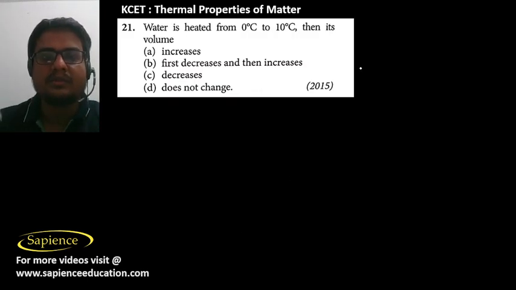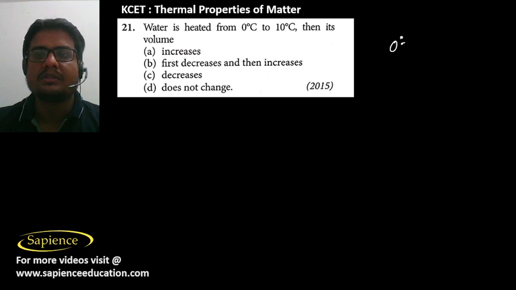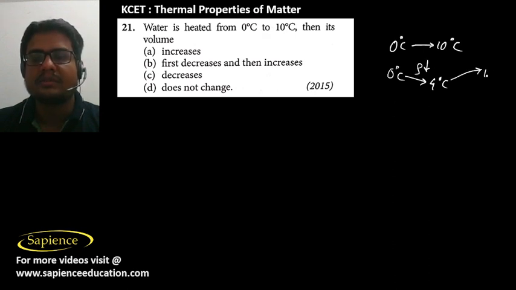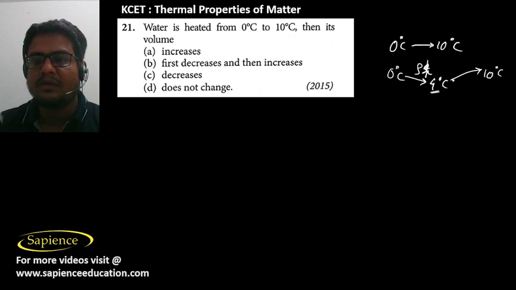Then in question number 21, water is heated from 0 degrees Celsius to 10 degrees Celsius. Then its volume. From 0 degrees Celsius to 4 degrees Celsius, the density increases, since the volume decreases. Okay, density of ice is less than density of water at 4 degrees Celsius. So then after 4 degrees Celsius, again the density decreases.